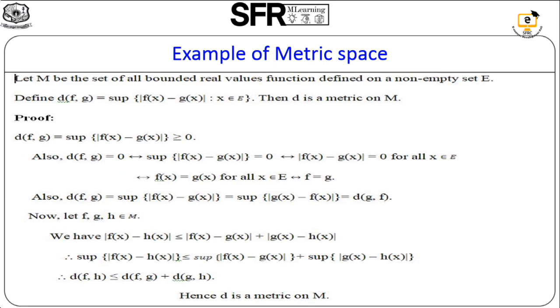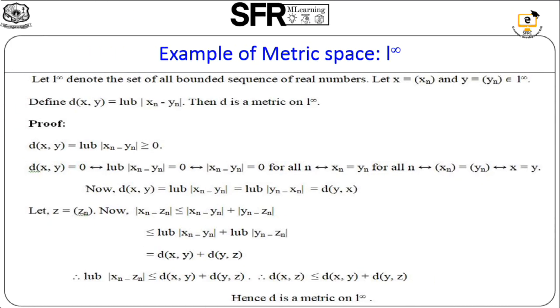Finally, we are going to check the L infinity sequence space, an example of metric space. Before that, I am going to prove the supremum metric also. Let M be the set of all bounded real valued functions defined on a non-empty set E, defining D of f comma g as the supremum of modulus of f of x minus g of x. Then D is a metric on M. We need to satisfy the 4 conditions: non-negative, unique, symmetric, and triangle inequality. Here I proved the 4 conditions, so D is a metric on M.